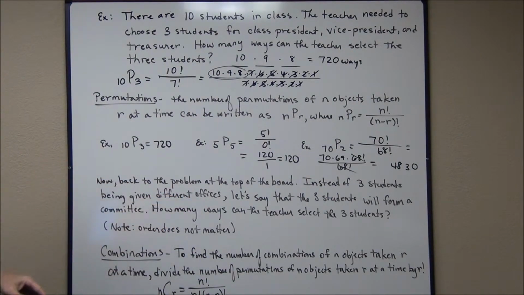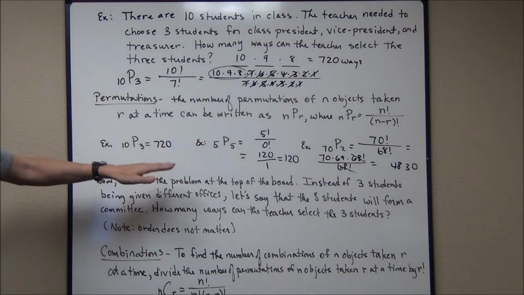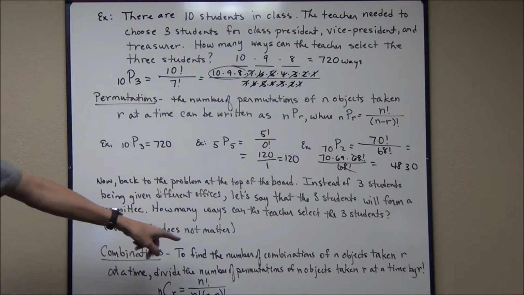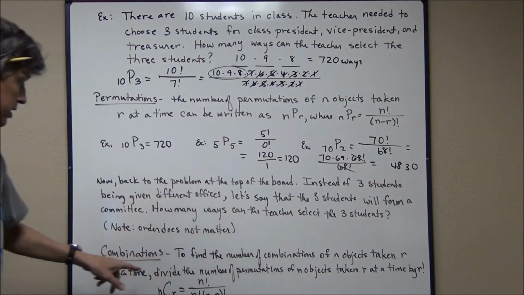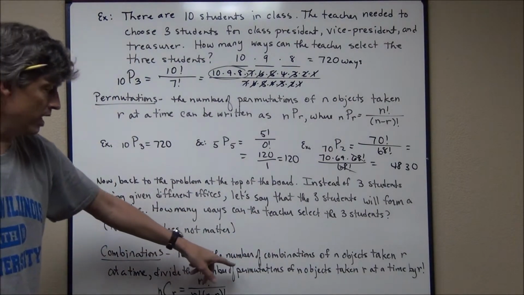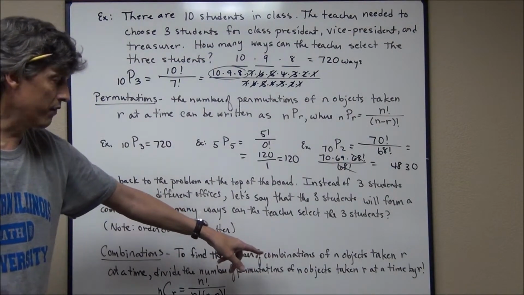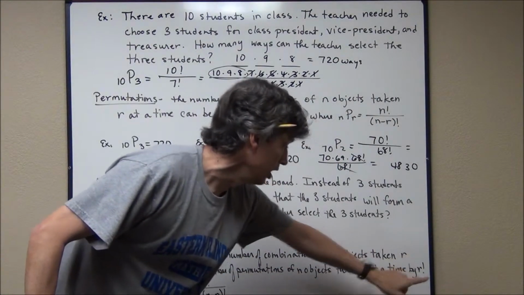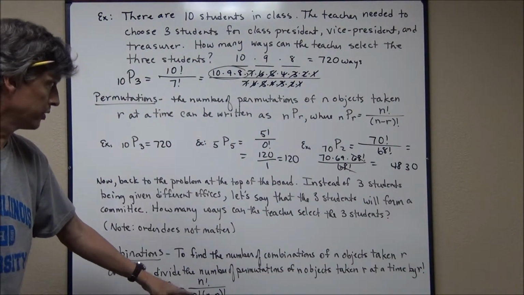I'm going to bring it up here in just a second. But we're going to take 10 students, 3 at a time, but not find the permutation. We're going to find the combination. To find the number of combinations of n objects taken r at a time, divide the number of permutations of the n objects taken r at a time by r factorial. So I have an extra r factorial in the denominator.